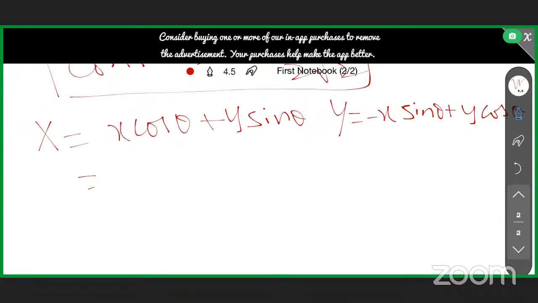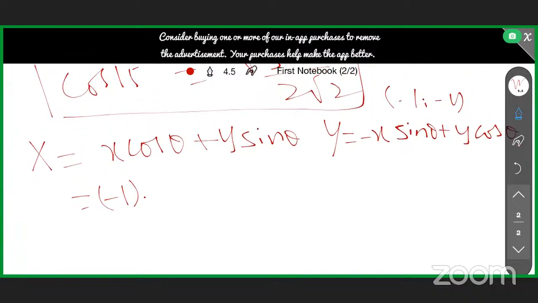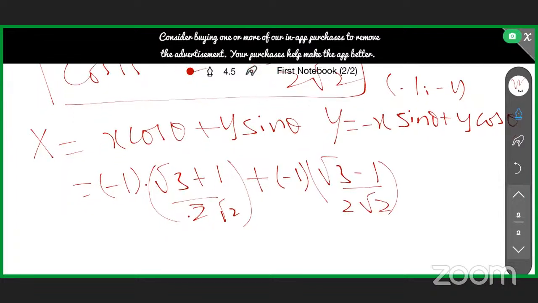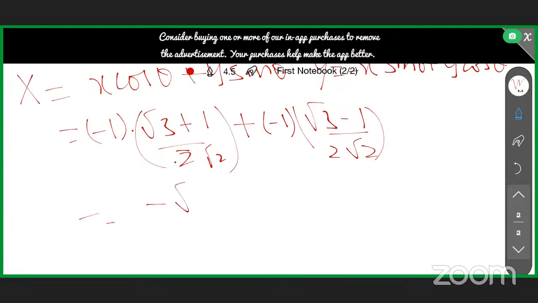This is equal to, my x value is how much? 1 by 2 root 2, correct? Now minus 1 comma minus 1. So minus 1 into cos 15 degrees equal to how much? Root 3 plus 1 by 2 root 2, plus y value, which is again minus 1 into root 3 minus 1 by 2 root 2. Simplify this. That is equal to minus, 2 root 2 is the LCM, minus root 3 minus 1 minus root 3 plus 1.